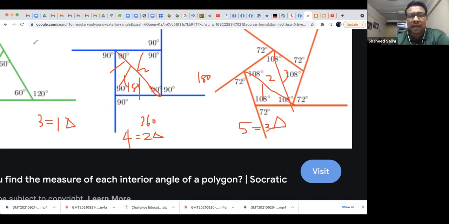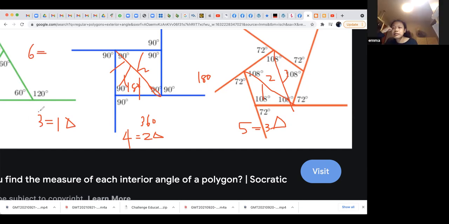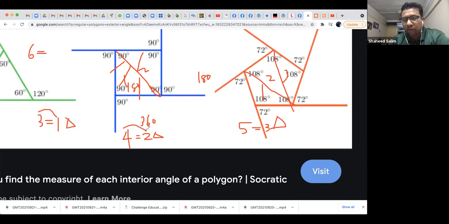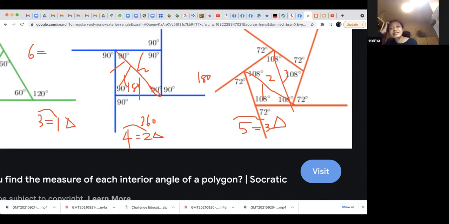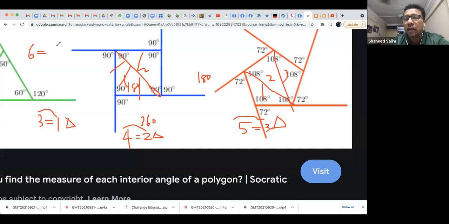If I ask you what 6 sides, how many triangles? The difference between them. How many triangles? I cannot hear. You're whispering. 4. So you just minus 2. So do you remember the formula? N minus 2 times 180. Remember something like that?